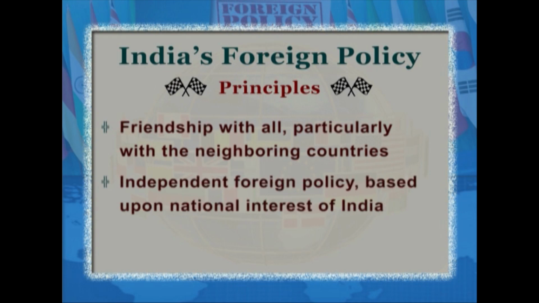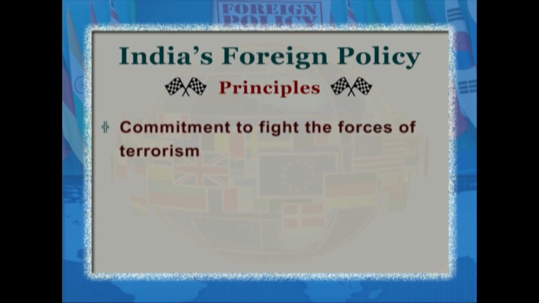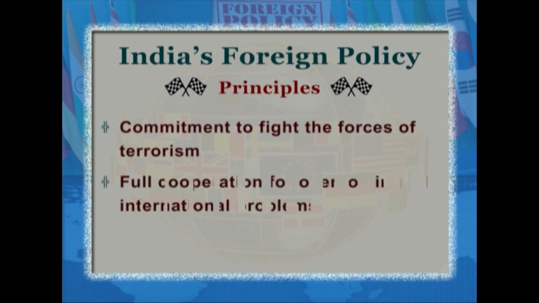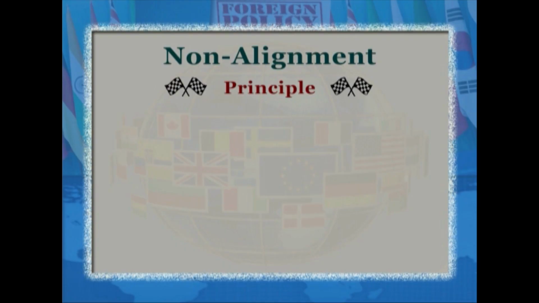Independent foreign policy based upon national interest of India, support for disarmament, particularly nuclear disarmament and arms control, independent nuclear policy, commitment to fight the forces of terrorism and full cooperation for overcoming all international problems, global economic recession, problems being posed by environmental pollution and climate change, and the problems of securing the human rights of all the people of the world. Now, we will see the principle of non-alignment in detail.